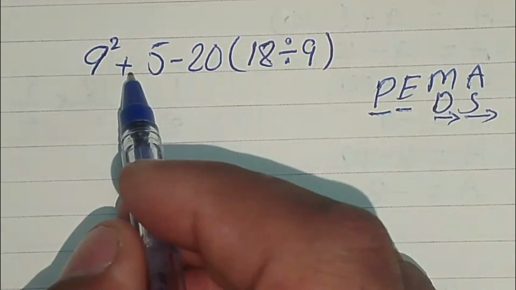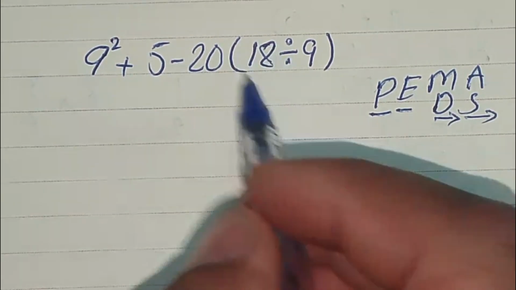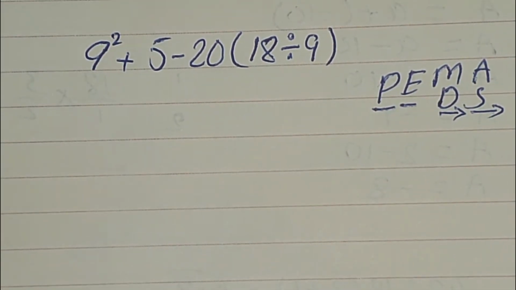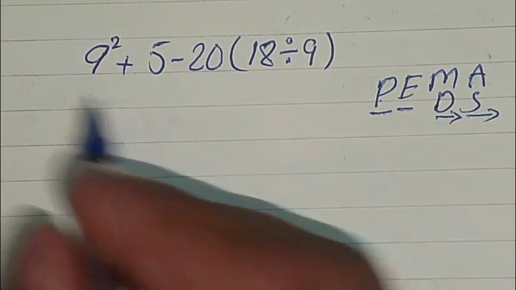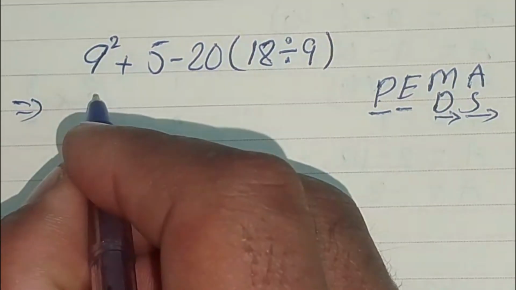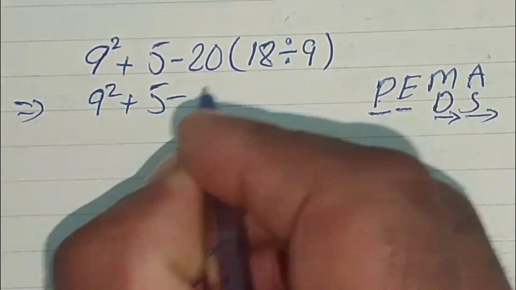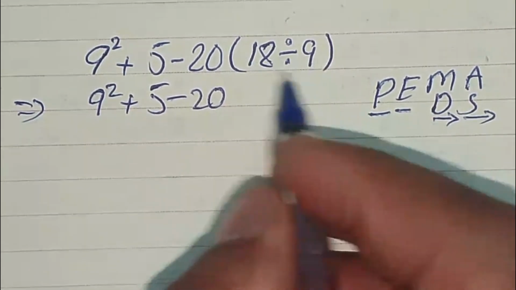Now we have one exponent, one addition, one subtraction, and one parenthesis. Inside of the parenthesis we have division. So according to the rule, first of all we solve parenthesis. Now we solve it. So 9 square plus 5 minus 20 and parenthesis, we solve parenthesis.